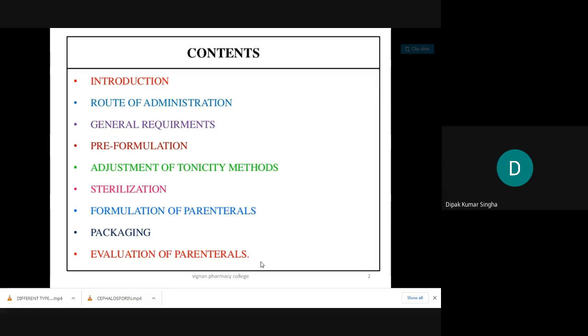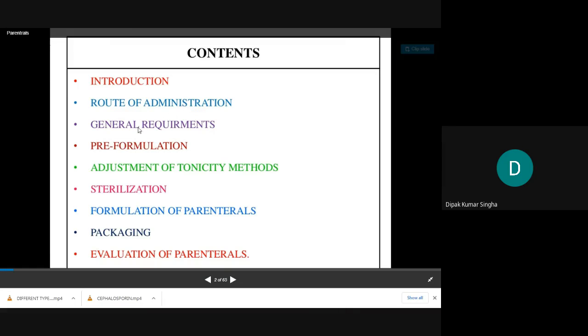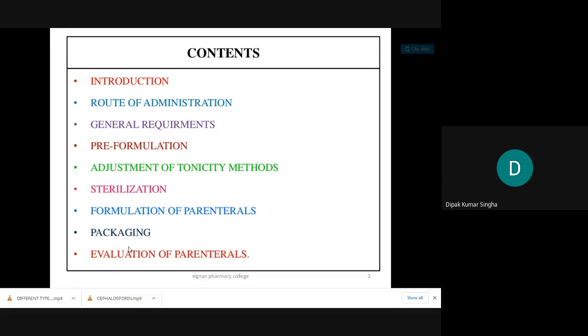First of all, the introduction, route of administration, general requirements, pre-formulation, adjustment of tonicity, sterilization, formulation of parenterals, packaging, and evaluation. The introduction and route of administration are pharmacology, general requirements are pharmaceutics, pre-formulation is obviously pharmaceutics, adjustment of tonicity is biochemistry, sterilization is microbiology, formulation of parenterals is also pharmaceutics, and packaging and evaluation mean quality control, analysis, as well as the pharmaceutical part. So today we discuss different subjects in one topic.